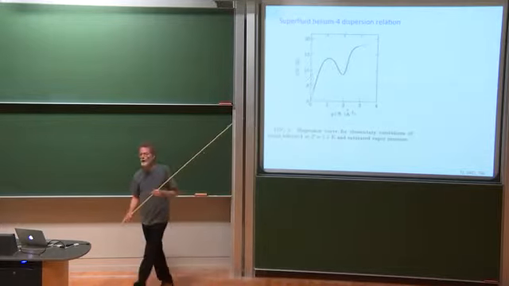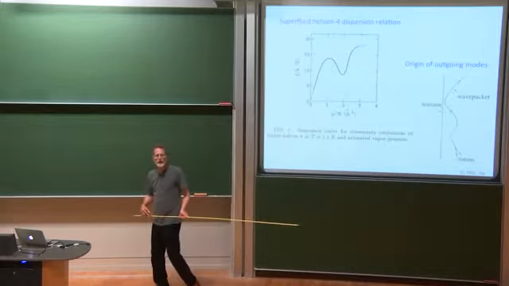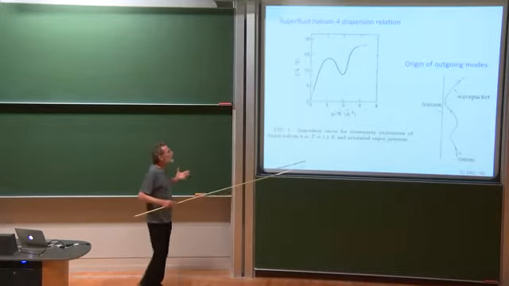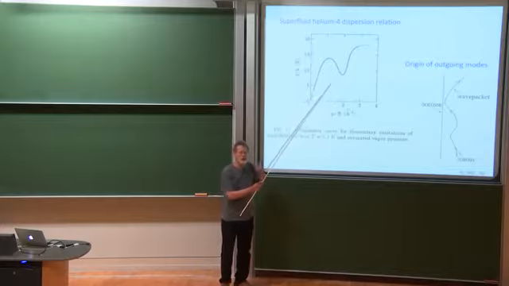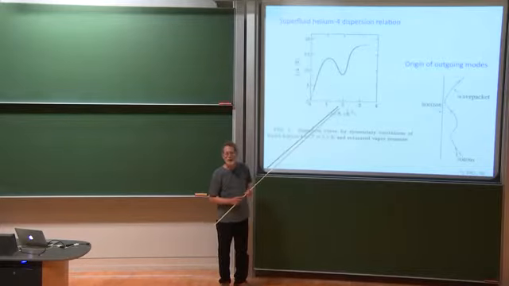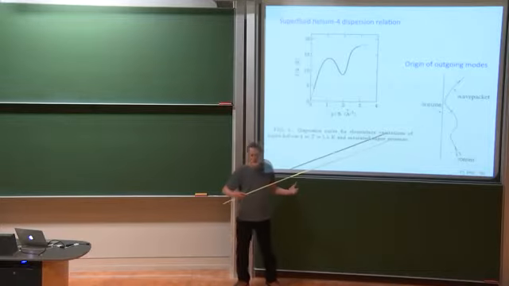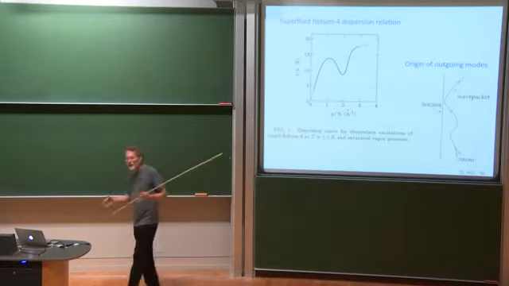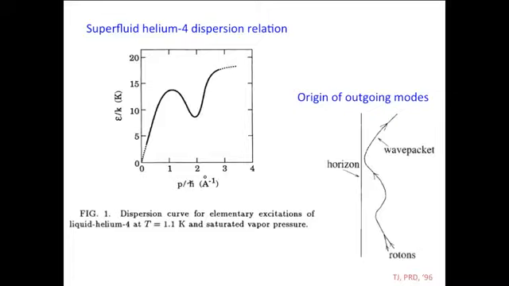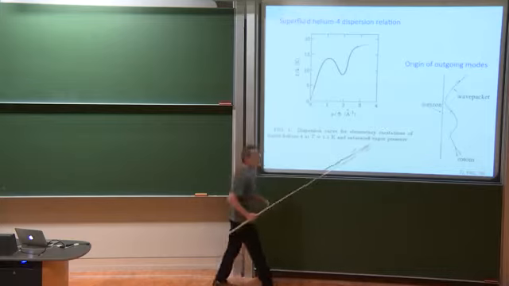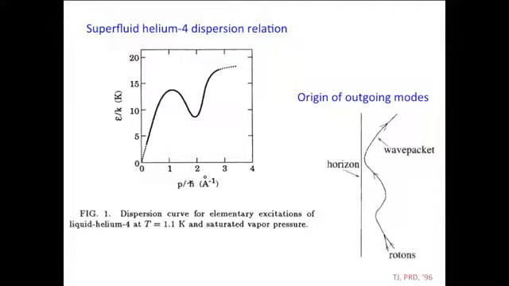Eventually, it gets pushed off to this part of the dispersion curve, where it actually decays backwards in time into a pair of rotons. And you see that the origin of the outgoing modes in this superfluid helium-4 model is some kind of collection of microscopic excitations of the fluid that sort of come together teleologically, because I put a final boundary condition on, to produce this outgoing mode. So it's kind of complicated.